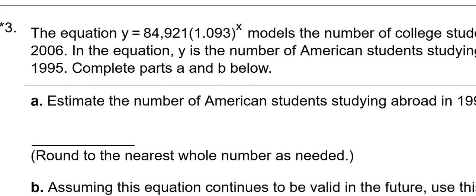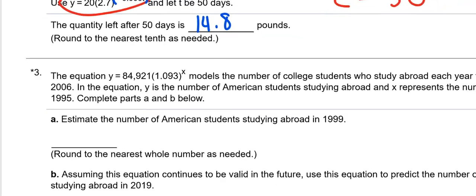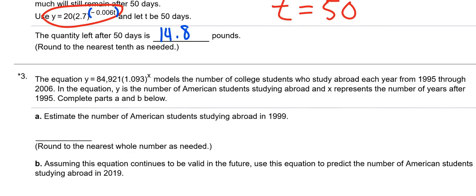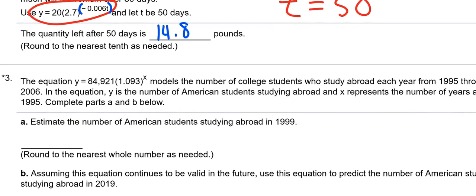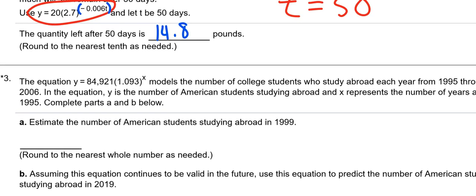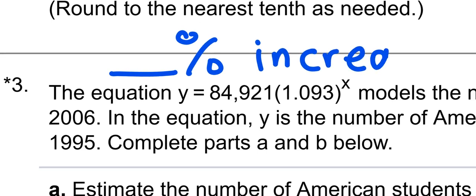They give me an equation. The equation y equals 84,921 times 1.093 to the x models the number of college students who study abroad each year from 1995 through 2006. So they gift wrapped the equation for you. My question is this. When you look at that equation, can you tell me the percentage increase? How much is this going up? Is it going up 93%? Yeah, that might be a little high, but you're on the right track at least.